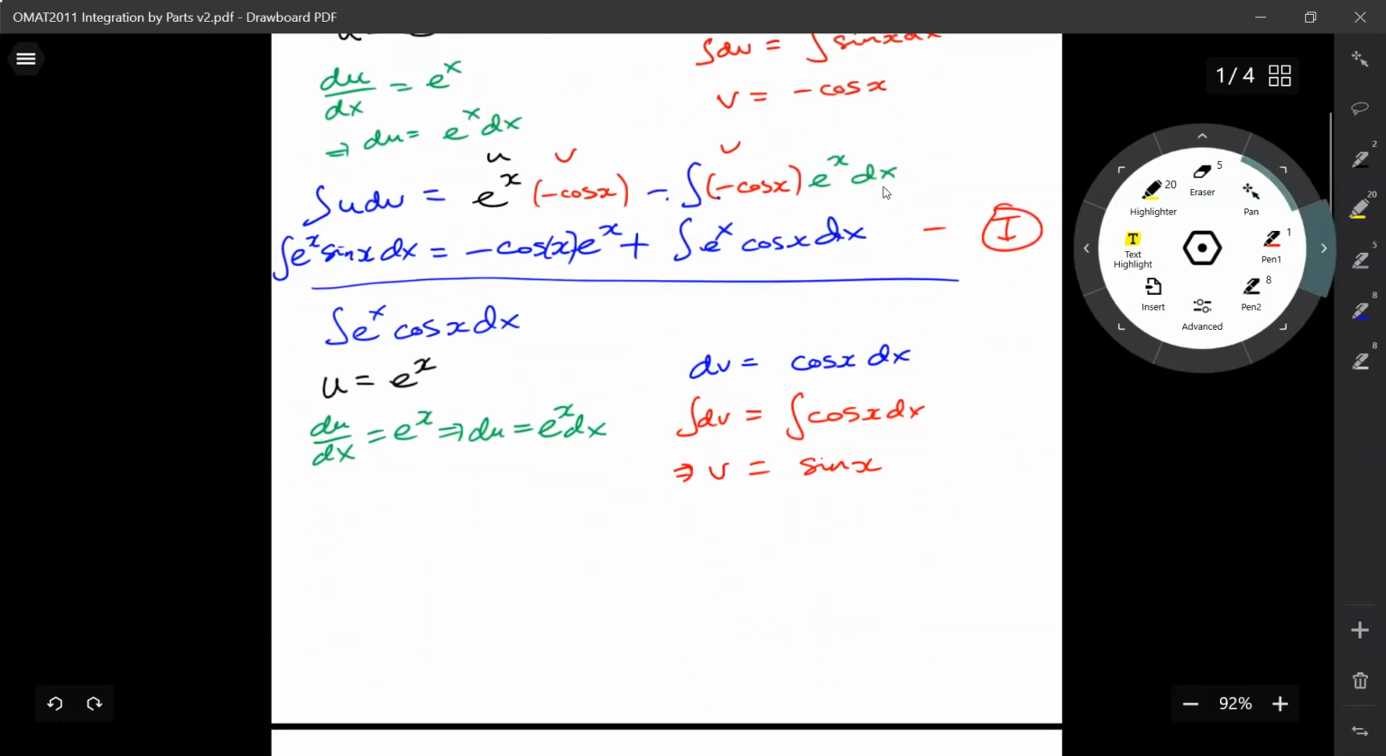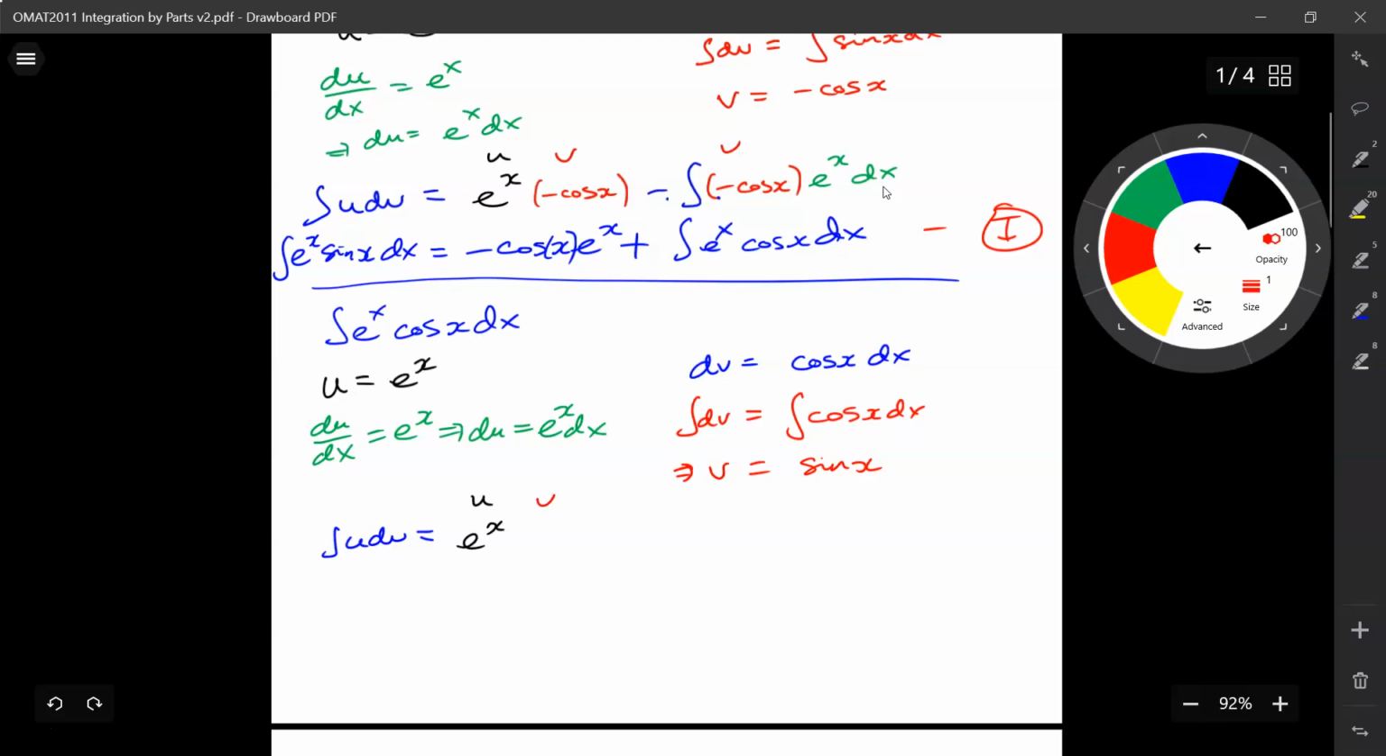So once again, it's a case of plugging these into the formula. The integral of u dv is equal to uv minus the integral of v du. So u is exponential x again. v this time is sine x. And that's minus the integral of sine x times du. du is exponential x dx.